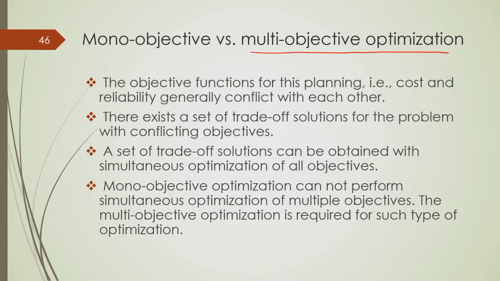One is the objective function related to the cost, another is the objective function related to reliability. And we formulated two planning problems, two optimization problems. In one problem, we solved a planning problem where our objective function is minimization of total cost. In another problem, our objective function was the minimization of total interruption cost, and thereby we try to maximize the reliability of the network.